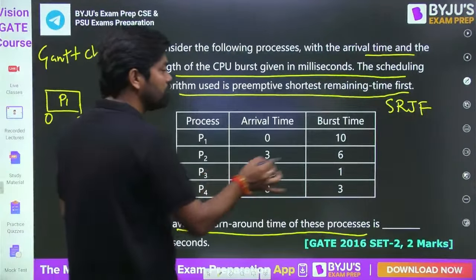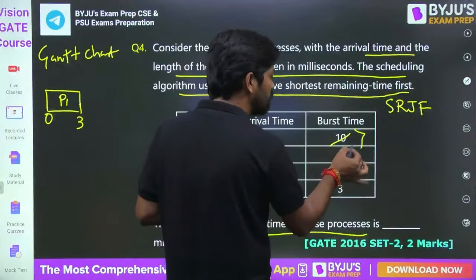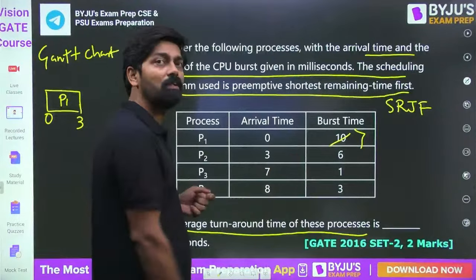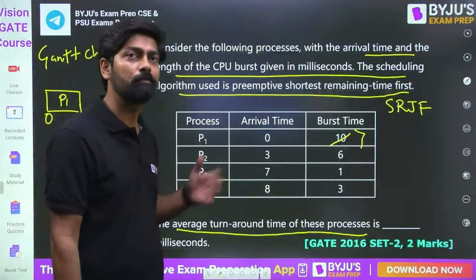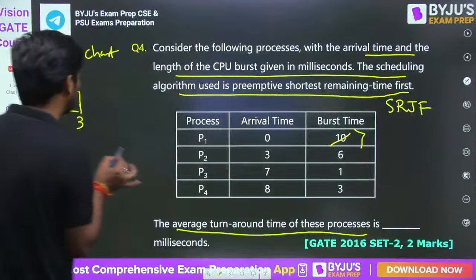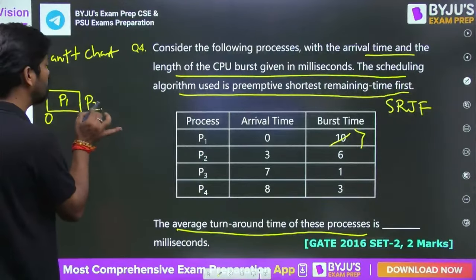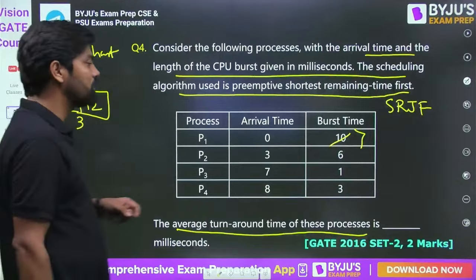So P1's remaining burst time becomes 7 and P2's is 6. Because we are using preemptive SRJF, the process which has the lower burst time will be scheduled to the CPU first. So P1 will get preempted and P2 will be allocated. Fine. Now what is the burst time of P2?